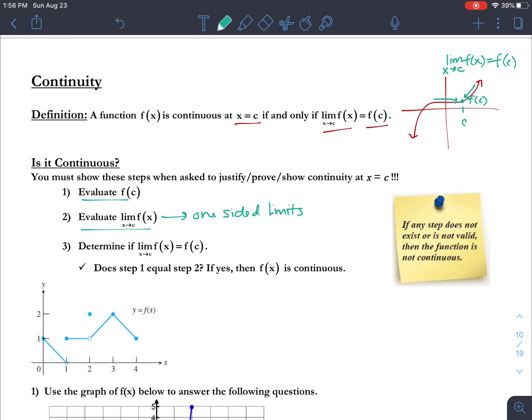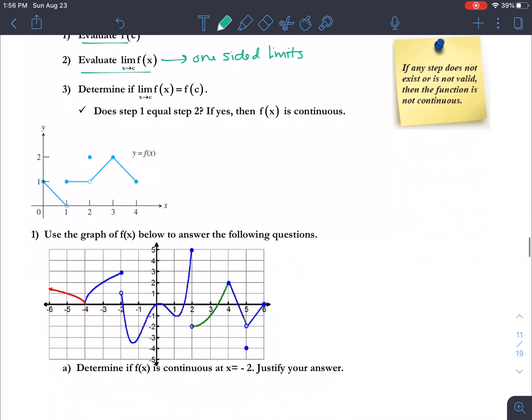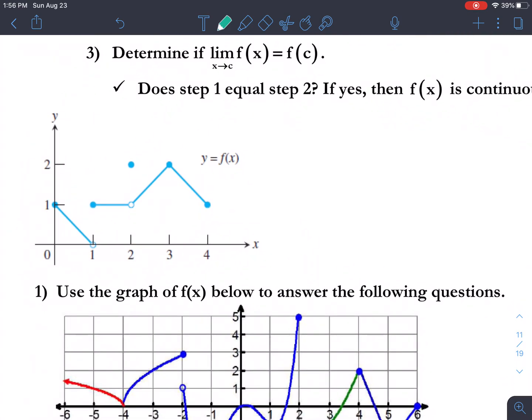If any step does not exist, then the function is not continuous. For example, if you go to find f of C and this is undefined, then we can just stop. We don't even have to continue on. Same thing with the limit. If the limit does not exist, then this problem's done, and it is not continuous because the limit does not exist. Okay, so let's take a look at this graph right here. We'll do a couple examples.